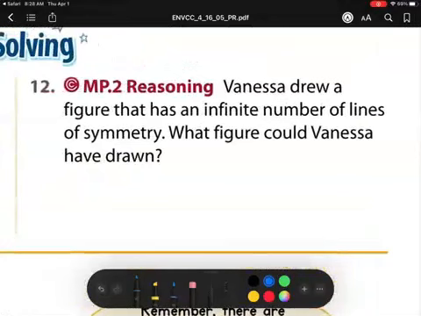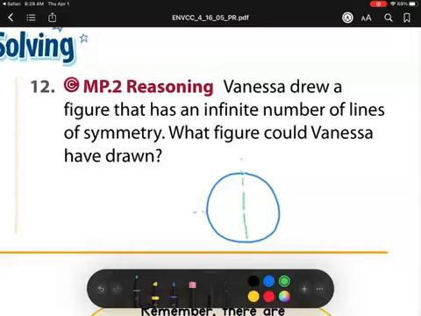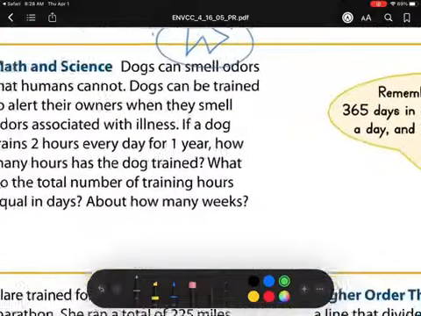Vanessa drew a figure that has an infinite number of lines of symmetry. What figure could Vanessa have drawn? Well, that means I could keep splitting it in different spots and it will always match. So actually the figure is going to be a circle. And why is that? Well, I could draw one right down the middle. I could draw one horizontally. I could draw it diagonally. I could draw another one diagonally. But I can keep going. I can keep splitting it up like that piece of pizza into many smaller slices. So a circle actually has an infinite number of lines of symmetry.